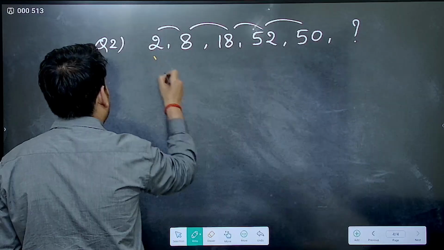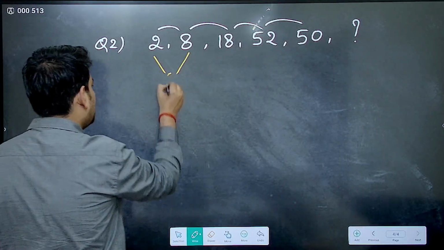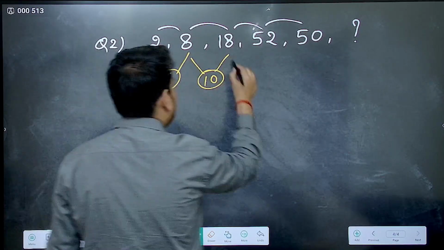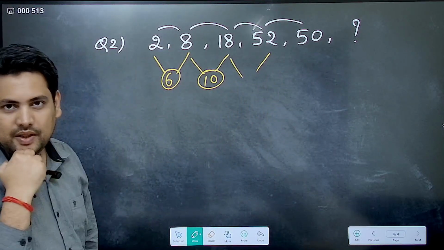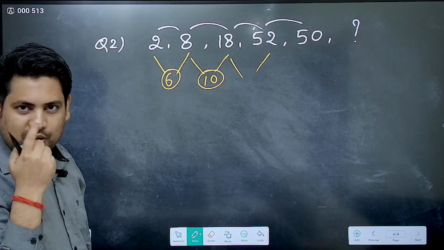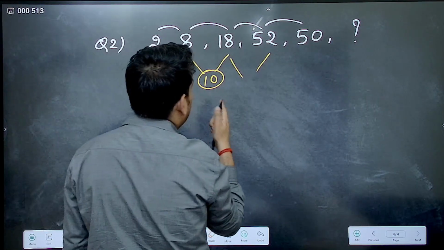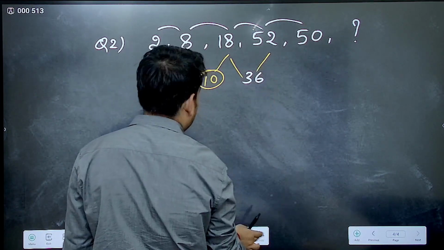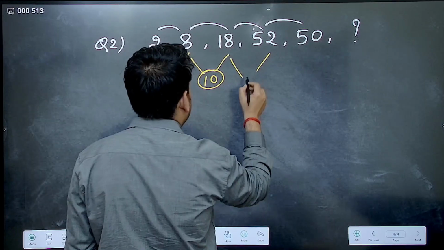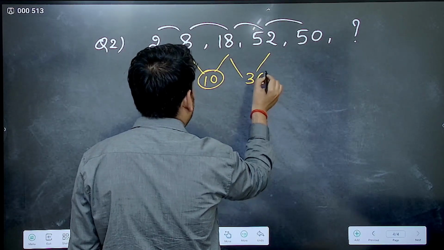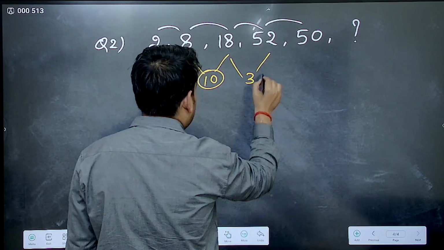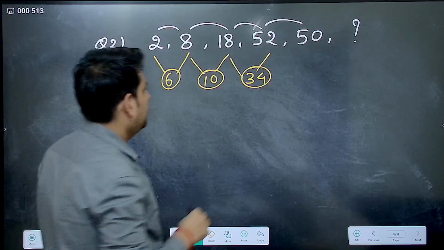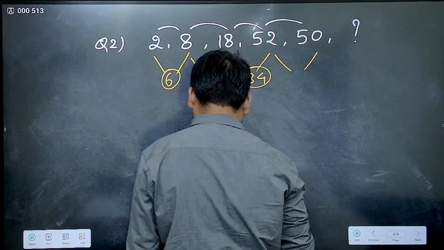Let's try step form. 2 and 8, what will be the difference? 6. 8 and 18, difference will be 10. 52 and 18, what would be the difference? 34. Correct? 34.